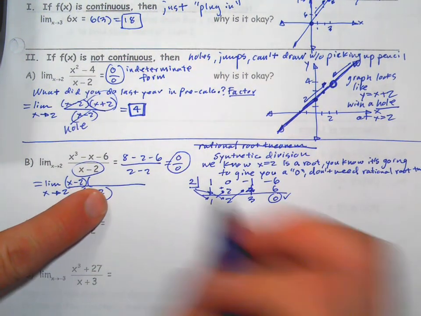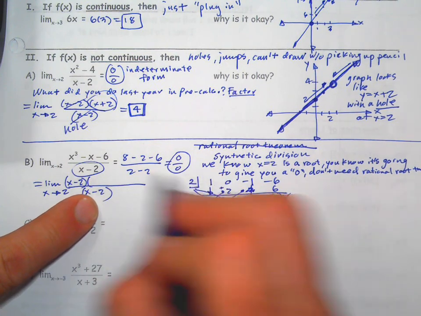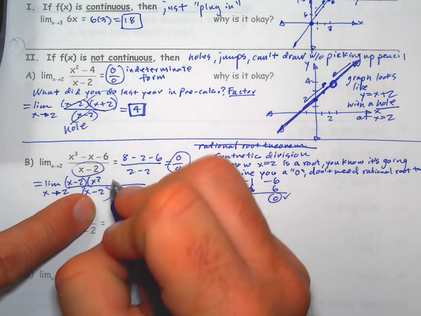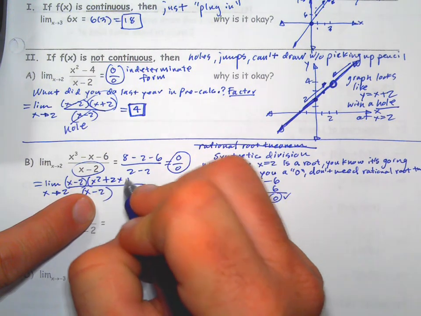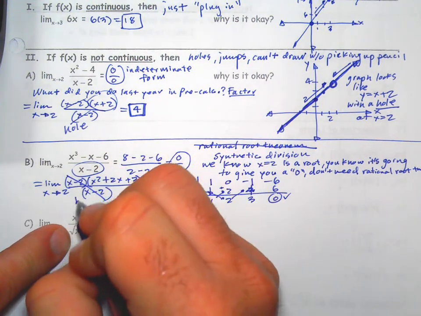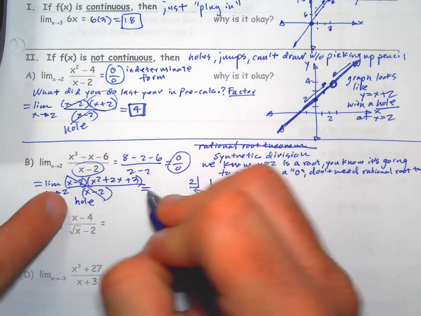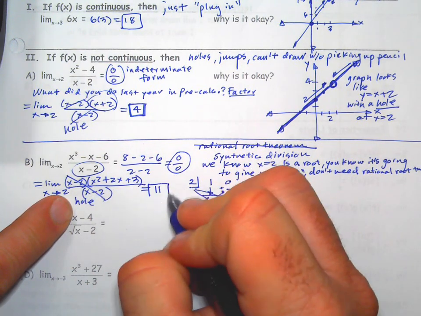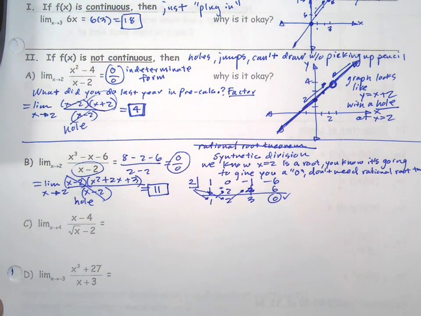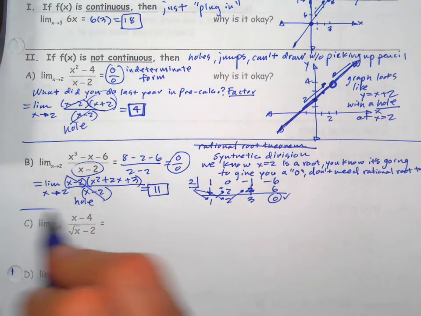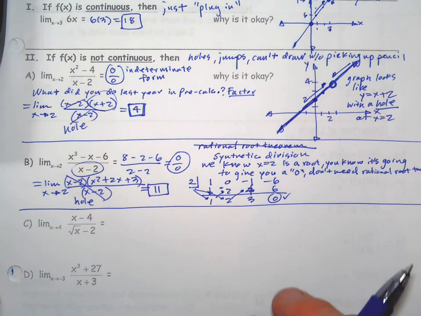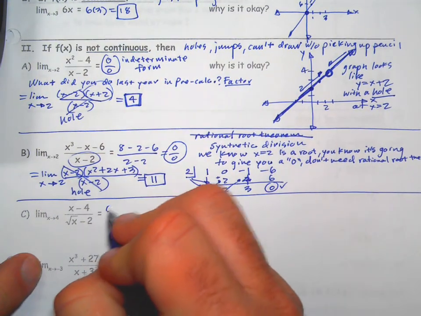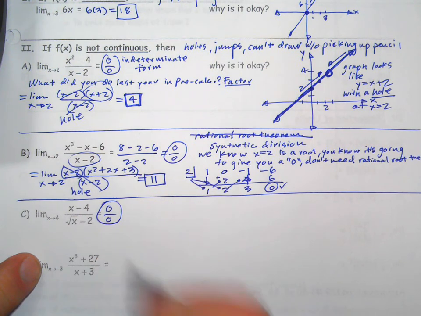So these are the coefficients of a new polynomial 1 degree less than that. So it's 1x squared plus 2x plus 3. And here's the hole. And then we're going to reevaluate, plug 2 in here. It's 4 plus 4 plus 3 is 11. There you go. So you might need some synthetic division every now and then to help you with factoring. This next one gives you 0 over 0 in indeterminate form.